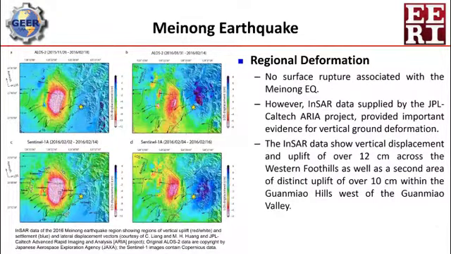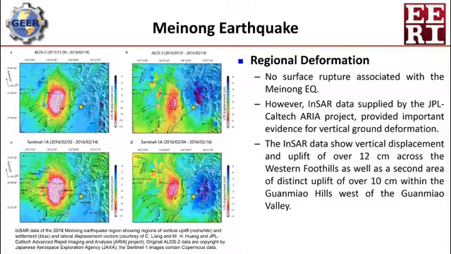One of the things that we look for as part of our reconnaissance is whether or not there's any associated surface deformation or surface fault rupture. And so what we've concluded is that there is no conclusive surface rupture associated with the Meinong earthquake. However, these images of InSAR data, these are ascending and descending images provided by JPL and Caltech, provide evidence for uplift of the western foothills as well as an area around the city of Guanmiao, located just to the west.